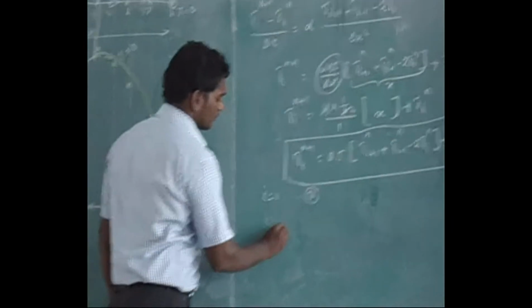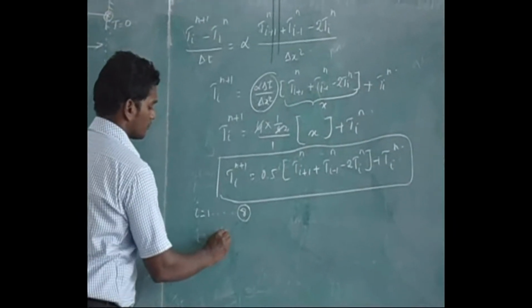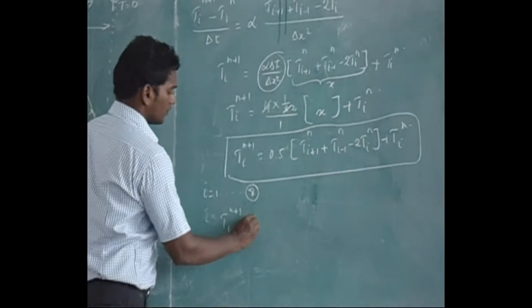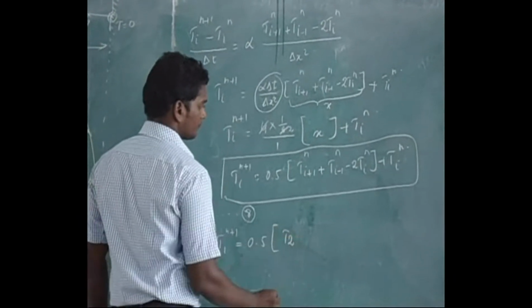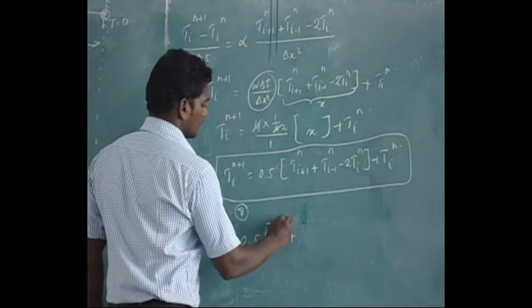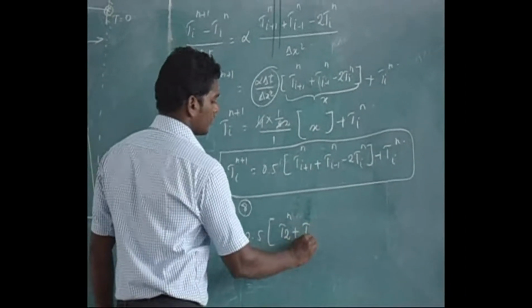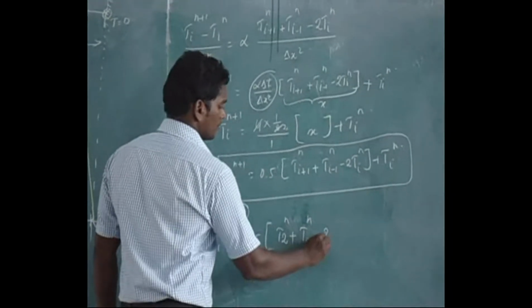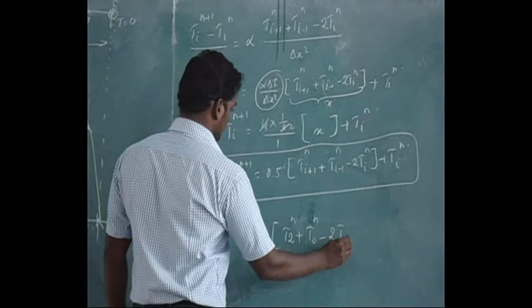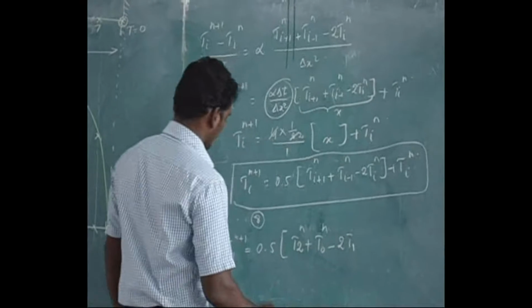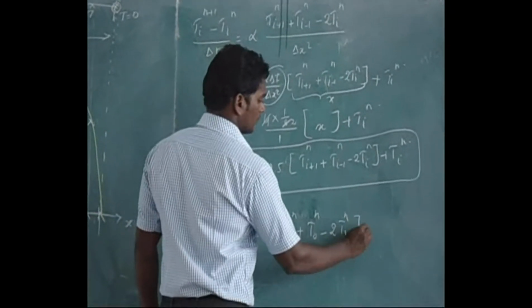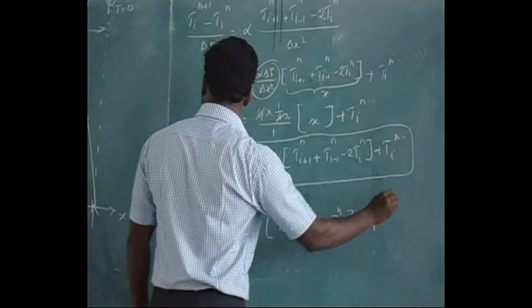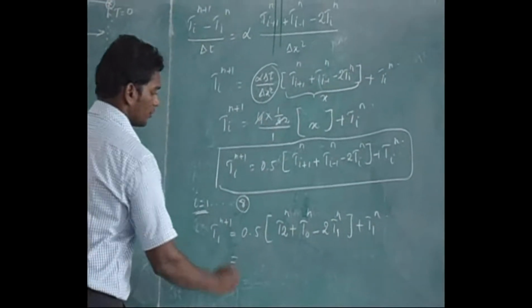Substitute the 1 here. T1 n plus 1 equal to 0.5 times T2 n and T0 n and T1 n. So I have to one. So substitute all the values.